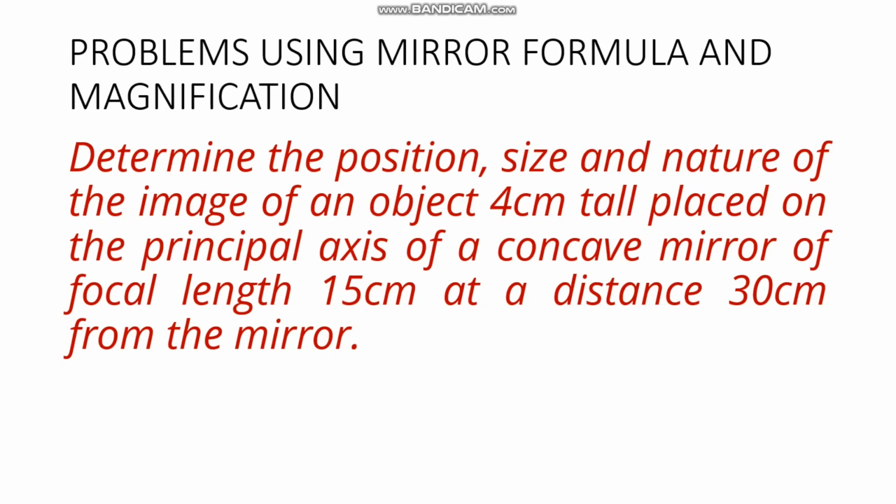What we have to use: 1/f = 1/v + 1/u. We must use the sign conventions here. So u should be negative and f also negative in the case of a concave mirror. By using the values we can get the v value, which will also be negative.